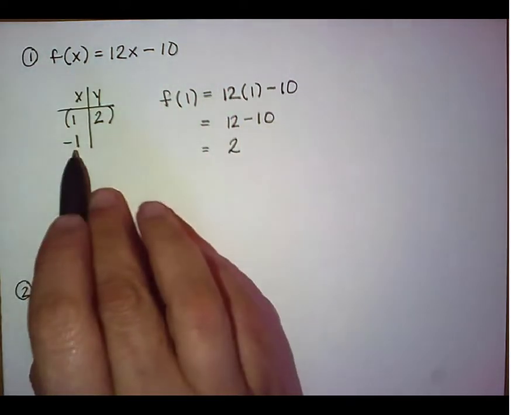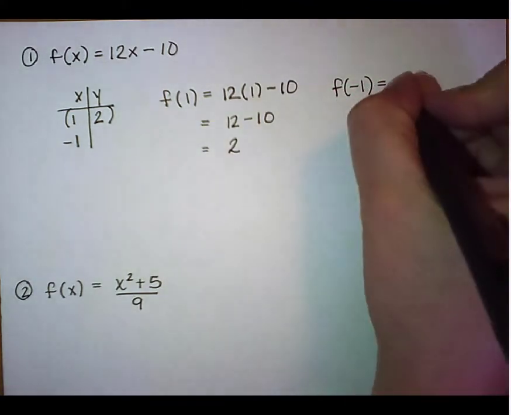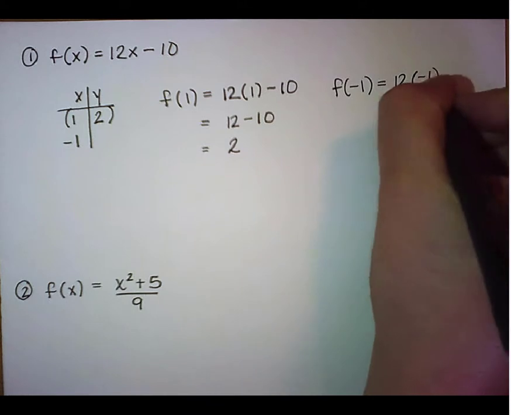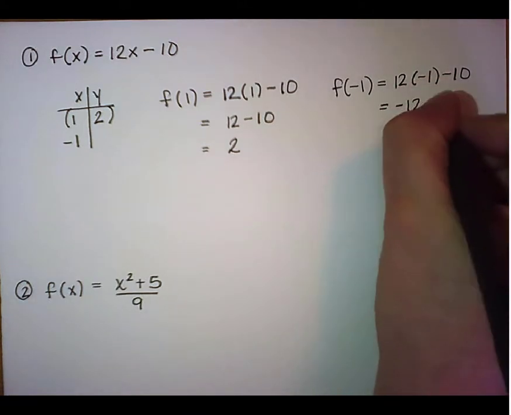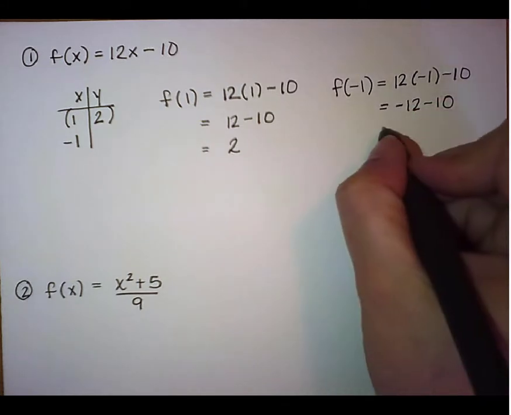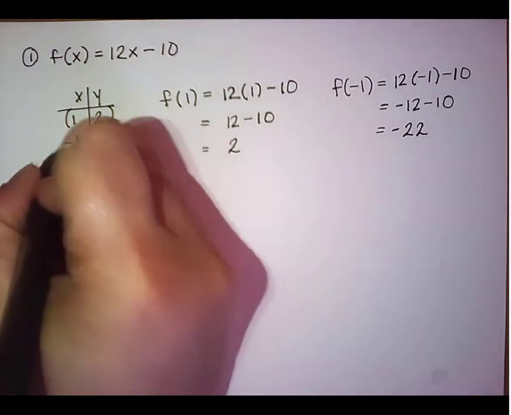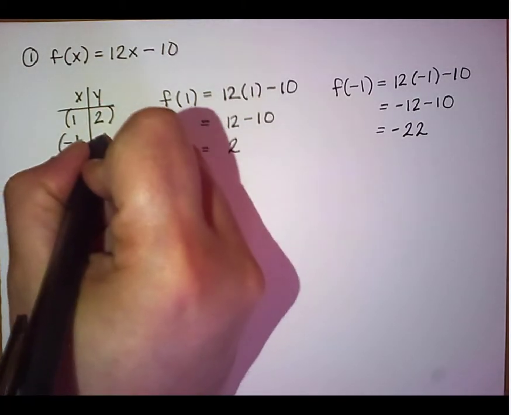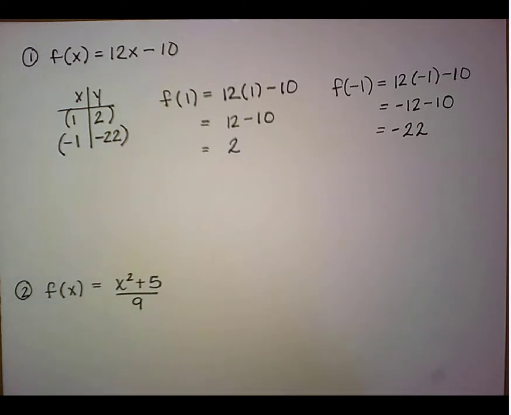So now we're going to do the same thing with -1. So f at -1 is going to be 12 times -1 minus 10. So that's going to be -12 minus 10. Since they're both negative, I'm going to add those together. It's going to give me -22. So my second point is going to be -1 comma -22. And again, you could have picked different numbers and gotten the answer correct as well. If you have any questions on that, please just make sure to email me and I can look over your work.